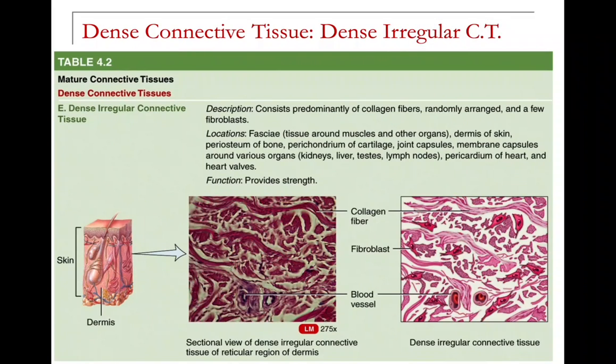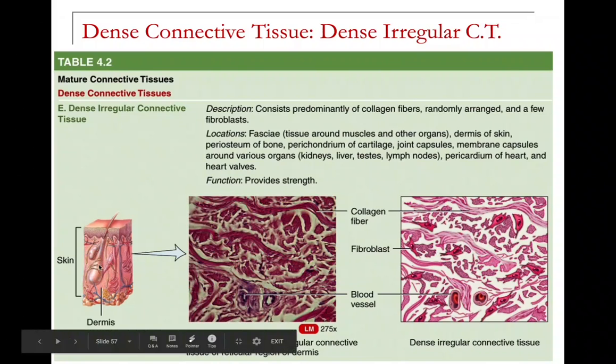Dense irregular connective tissue. You can see it's not as neatly organized in here. It does provide strength. You'll have it in the fascia that's going to be around your muscles and other organs, the dermis of the skin. Leather is actually made from skin. That's what gives it its strength properties. Periosteum around bone, perichondrium of cartilage, joint capsules, membrane capsules around various organs, the pericardium of the heart, and the heart valves. So you can see it's up a little bit higher in the skin.